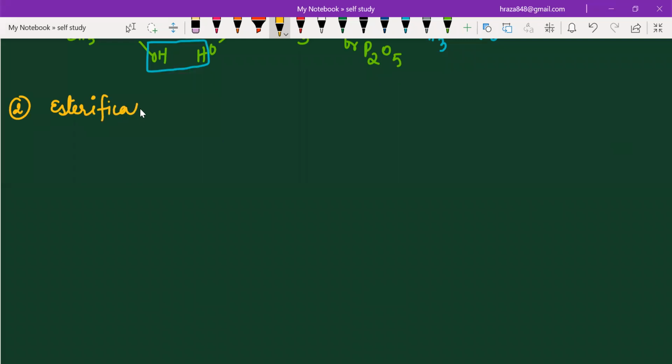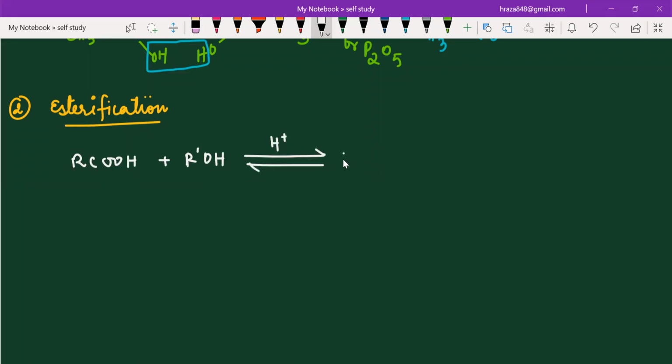Very good. Now we are going to do the esterification that you have already studied. When carboxylic acid reacts with alcohol in the presence of acid, you will get esters. You have studied this reaction, that's why I'm writing it directly. Is there any doubt? No, sir. Okay, please do write it.